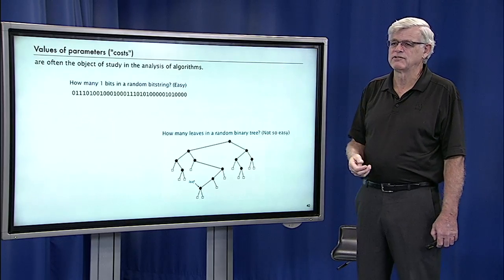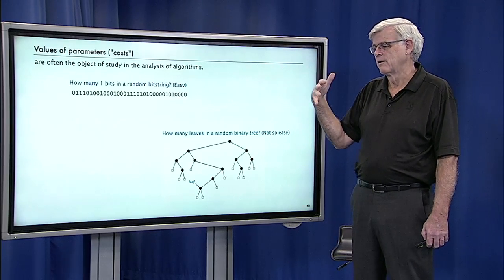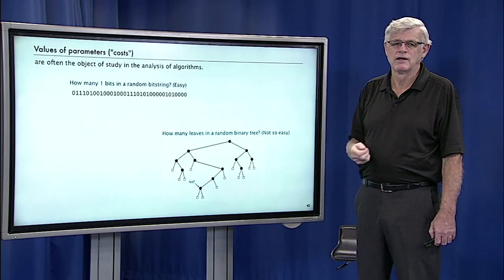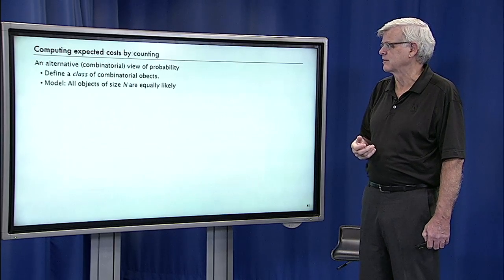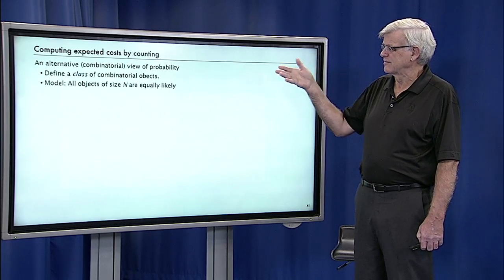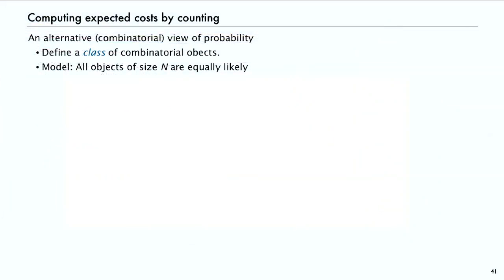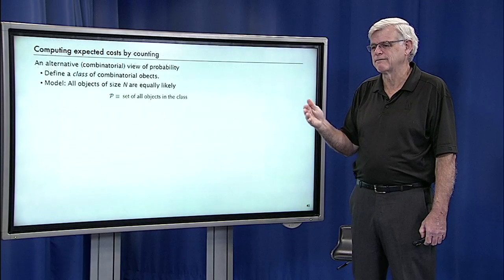And I want to do these examples to show the advantages of using generating functions to help us do calculations and analysis like this. So again, it's the same kind of idea. We're going to have a class of combinatorial objects. Our model is going to be that all objects of each size are equally likely, and that's realistic in a lot of situations.